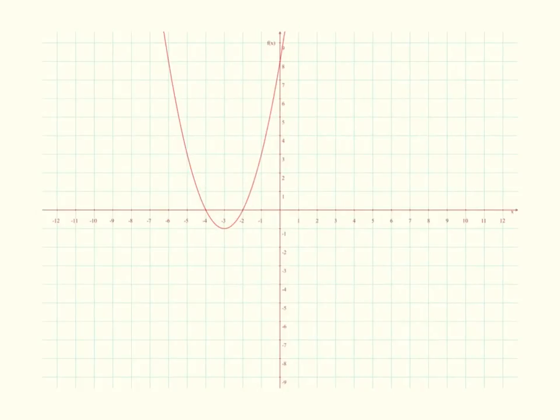The points we are really interested in though, I'll just highlight just now. The ones that are the most important are this turning point, these 2 points here where it crosses the x-axis, and this point here where it crosses the y-axis. If we can find these points, we will be able to plot our parabola.